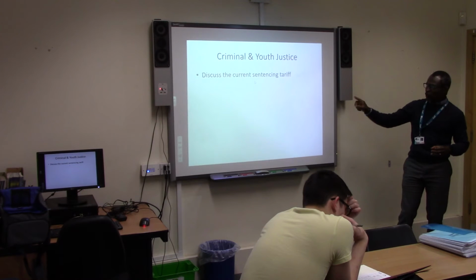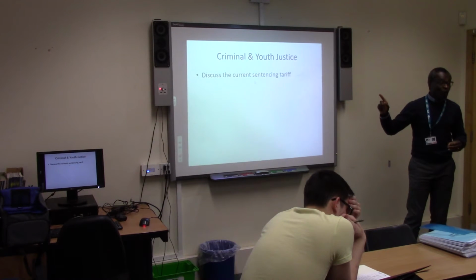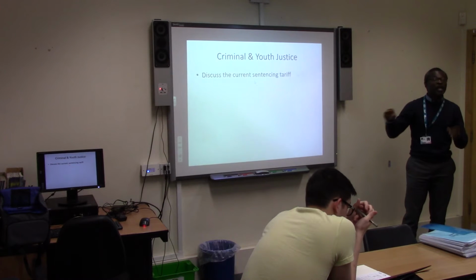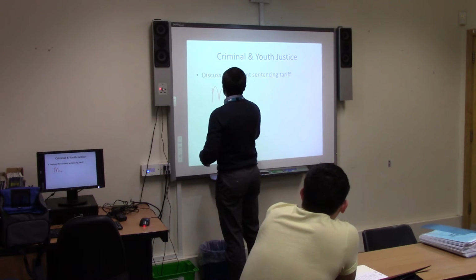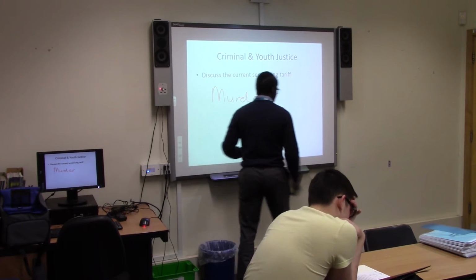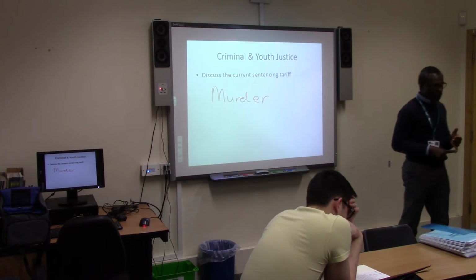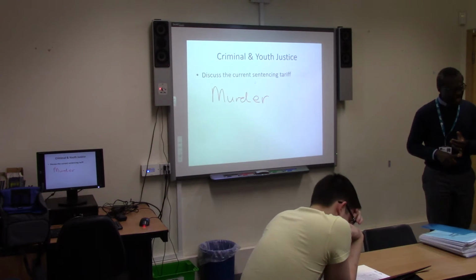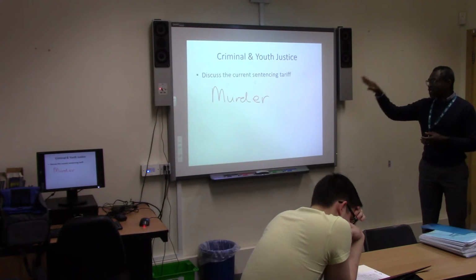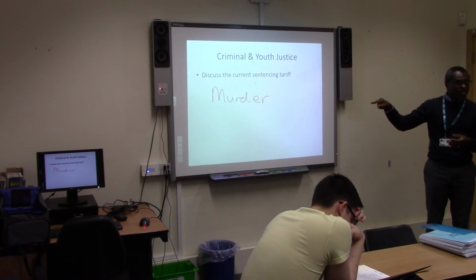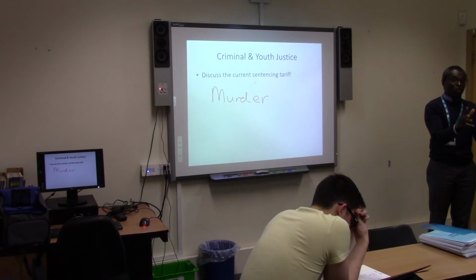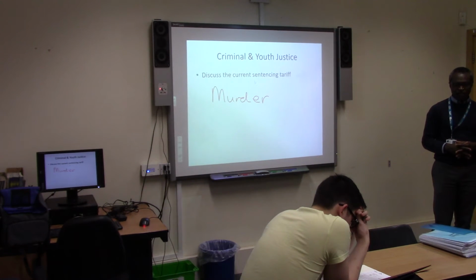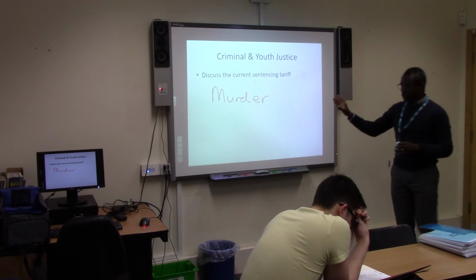Now, discuss the current sentencing tariff. What you have to do is discuss this particular point in relation to a particular offence, and the obvious offence will be the offence of murder. Okay, so sentencing tariff. One, identify what a sentencing tariff is, and once you understand that, you'll be able to work out what the current sentencing tariff is. But relate it to murder, because the offence of murder identifies specific terms or maximum periods of custodial sentences. So that's why it's easy to use the offence of murder.